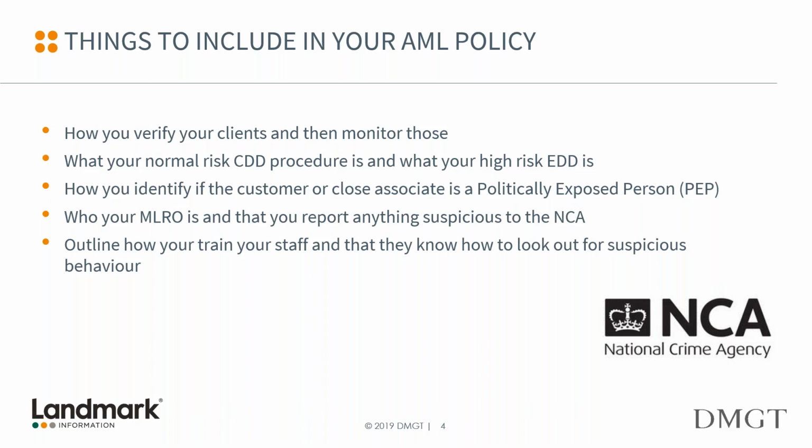is a PEP? Your policy needs to explain who your money laundering reporting officer is, and you have to report anything suspicious to the National Crime Agency. So a good idea would be to set up a login for the National Crime Agency and put these login details in your AML policy. So HMRC can see you've already thought about it and have access should you ever need to report anything.